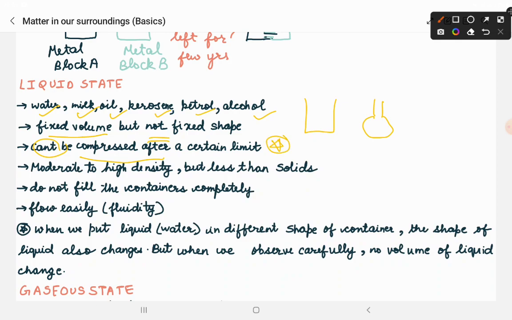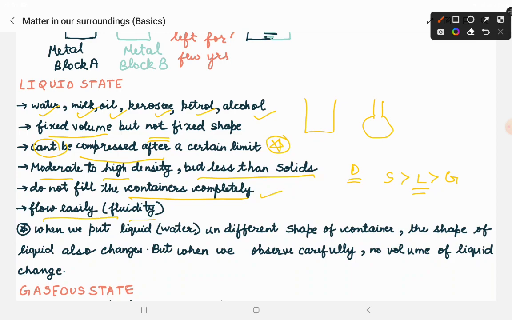This becomes an important point. Now they have moderate to high density, meaning they do not have a low density. Yesterday I told you the density ratio, that solids have the highest density, then liquids, and then gases. So liquids lie in between. They have lesser density than solids. They do not fill the container completely. They flow easily, meaning they have fluidity.